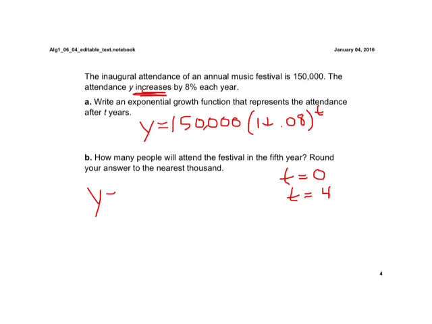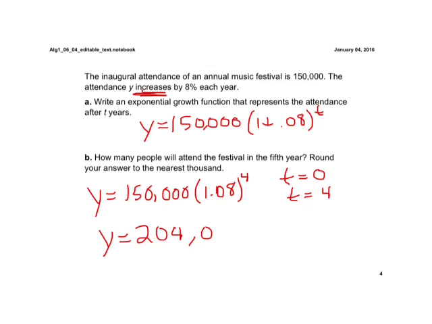Okay, so if we solve this out, we have y equals, everything stays the same. 150,000, that's our initial amount. If we just go ahead and add what's in parentheses there, we're going to get 1.08. And t is going to be 4. If we do our exponent there, and we solve it all the way out, remember exponents first, then we multiply. What we're going to get in the end here is 204,073 people. So using that growth function, we figured out that in the 5th year of the festival, with our growth rate, they're going to end up with 204,073 people.